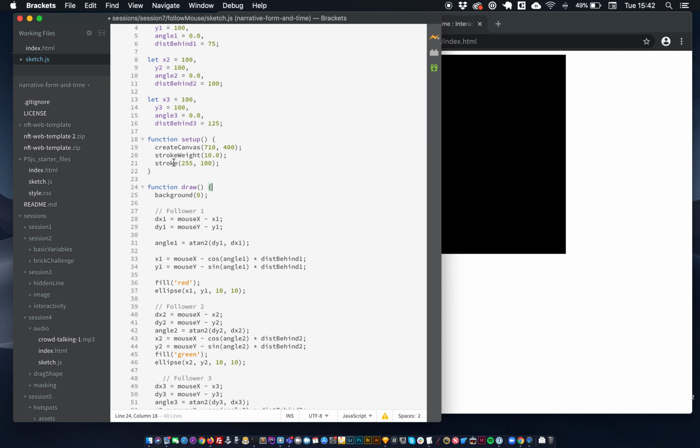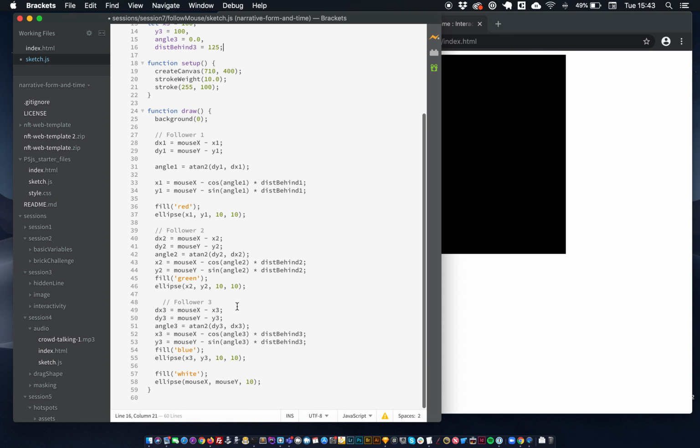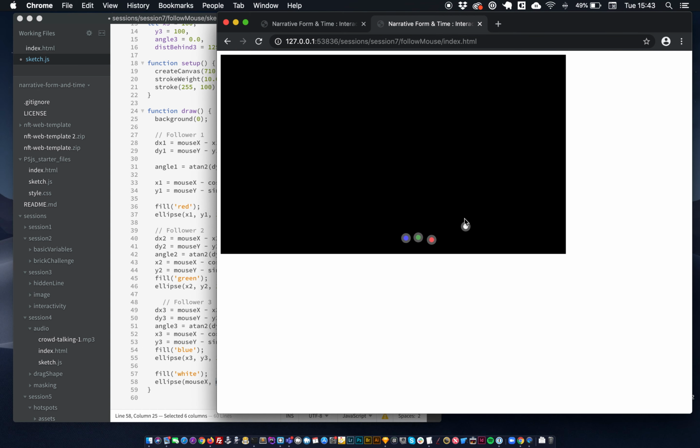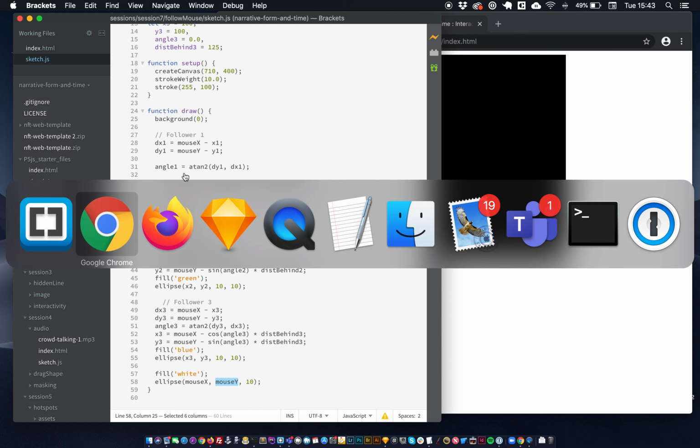That is all you need to know about how that works. That's follower 1. We've just repeated it 3 times, just changing that distance behind. Okay, so you can see there's a red one, a green one, and a blue one. And then there's our mouse position. So we just use mouse X and mouse Y for that one, and that's the white one going around. Okay, so that's slightly complex.